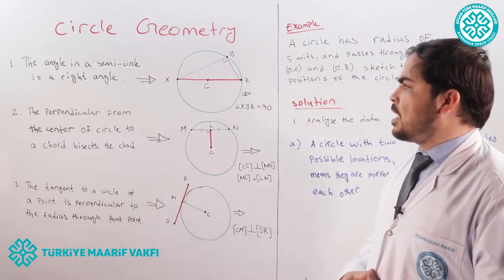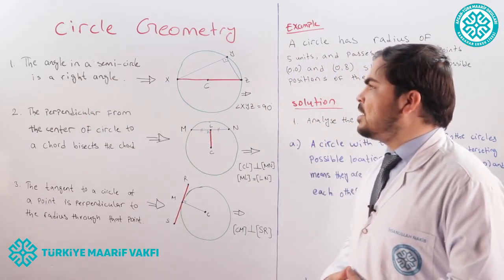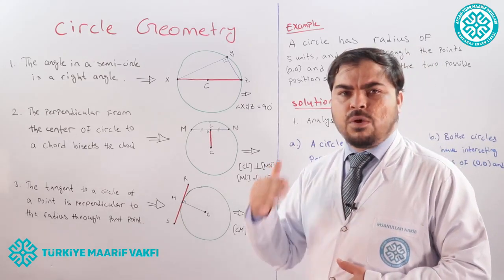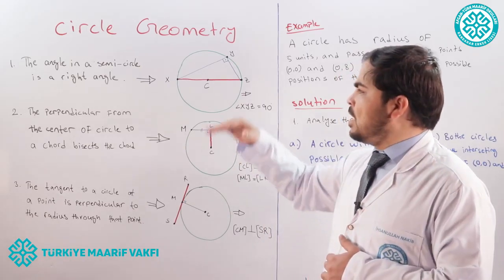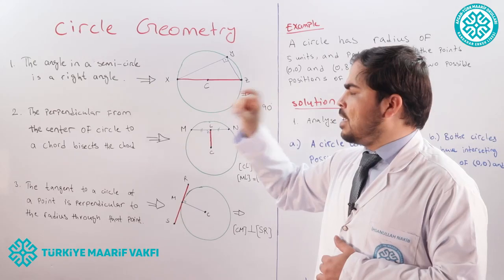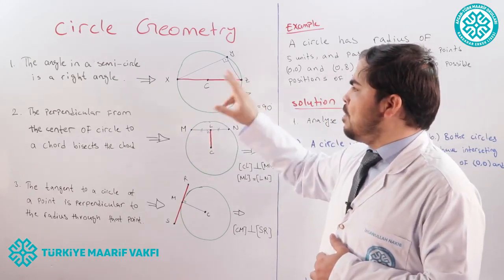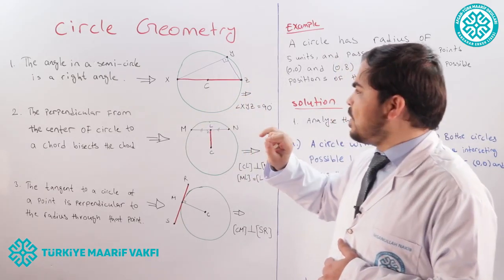The first condition: the angle in a semicircle is a right angle. What does semicircle mean? Semi means half. When a circle is half, it is also called a semicircle. So they say when we have an angle in a semicircle, or a half circle, that angle will be 90 degrees, or a right angle.